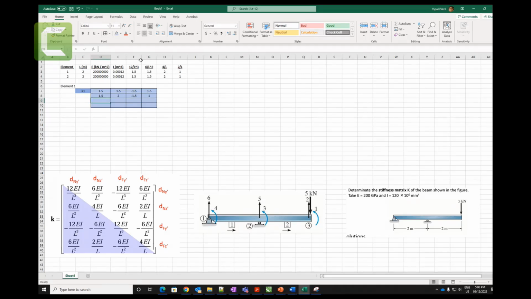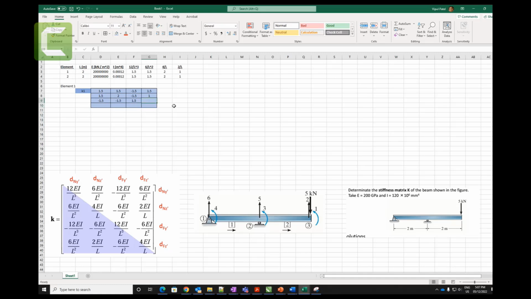Minus 12 on L cubed, minus 1.5. Minus 6 on L squared, minus 6 on L squared, minus 1.5. 12 on L cubed positive, equal to 12 on L cubed positive.